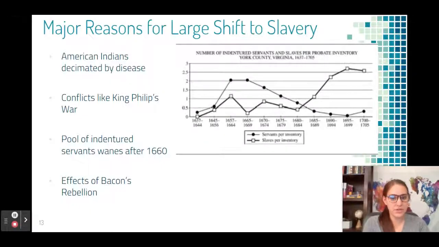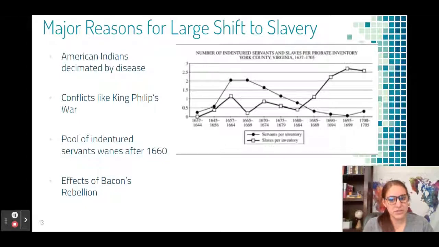So there's a variety of reasons for this large shift to slavery. Number one, American Indians were being killed by diseases, and many were traveling westward out of the area of European encroachment on their lands. Conflicts like King Philip's War, if you remember from lesson 2.5, also led to many American Indians being killed, being sold into slavery, or moving westward.